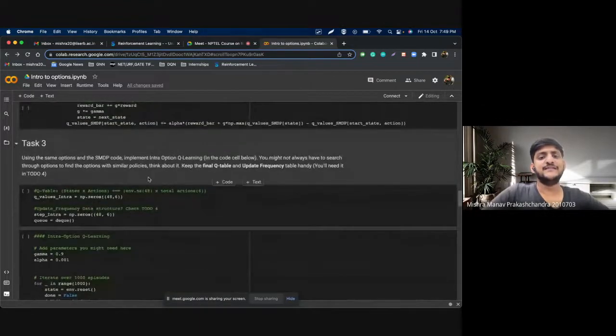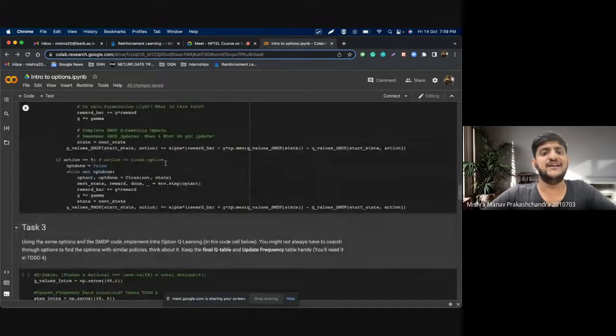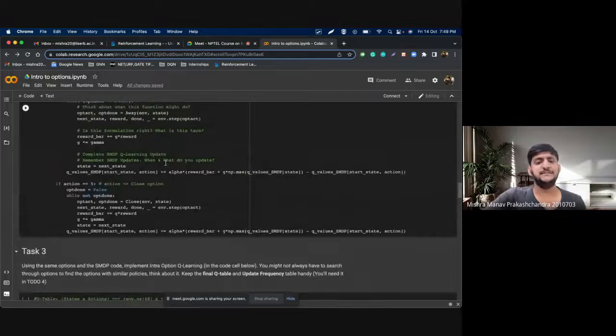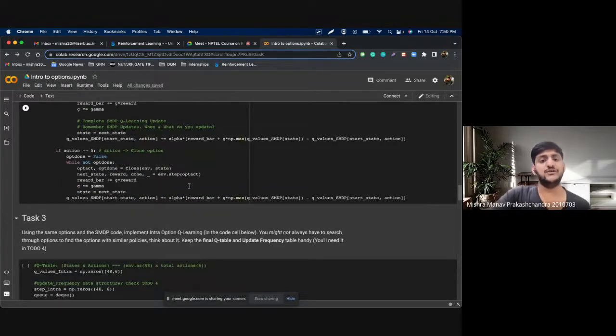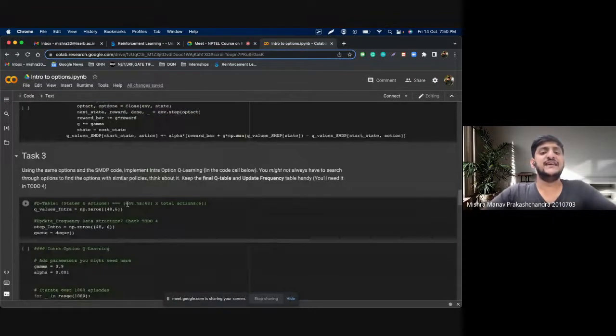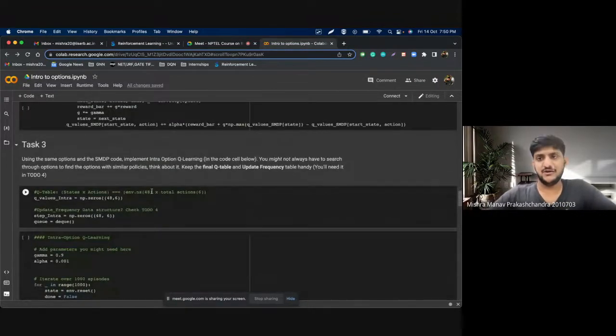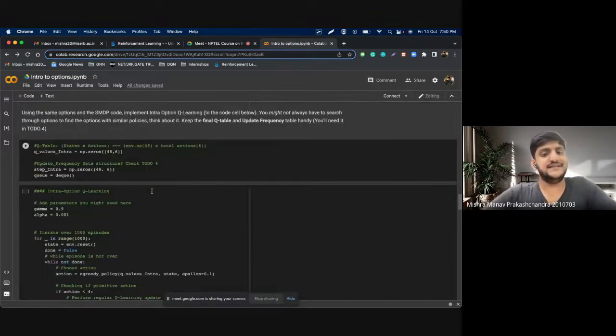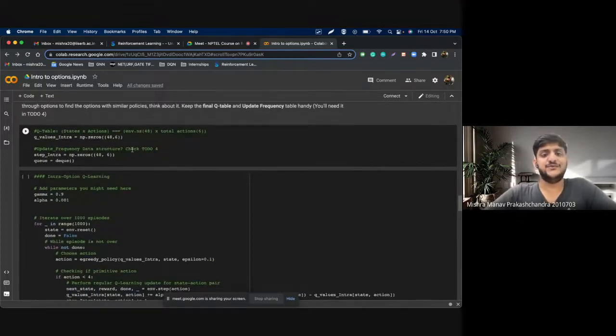Similarly, we'll look at the SMDP Q learning for intra-option part. Here, whenever I encountered any option, I'm just taking in the reward, doing the discount and adding it, right? So I'm not performing any Q learning on the options as such. Here in intra-option Q learning, I'll also be performing Q learning on the options as well, right? So similar to what we had defined above.